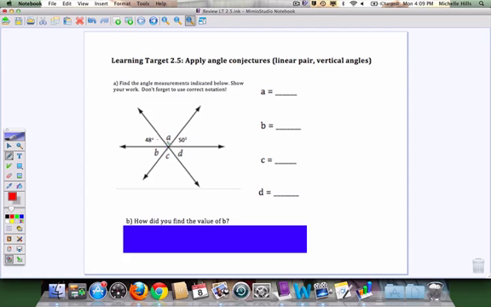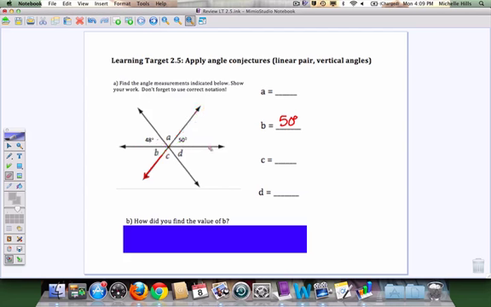So I'm going to ignore A for just a minute. I notice that B, if I look at this, I have two lines that intersect, this line and this line, and B and 50 are formed by those two lines, and they are not adjacent. So they're what's called a vertical pair, which means that B is 50 degrees, because vertical angles are congruent.